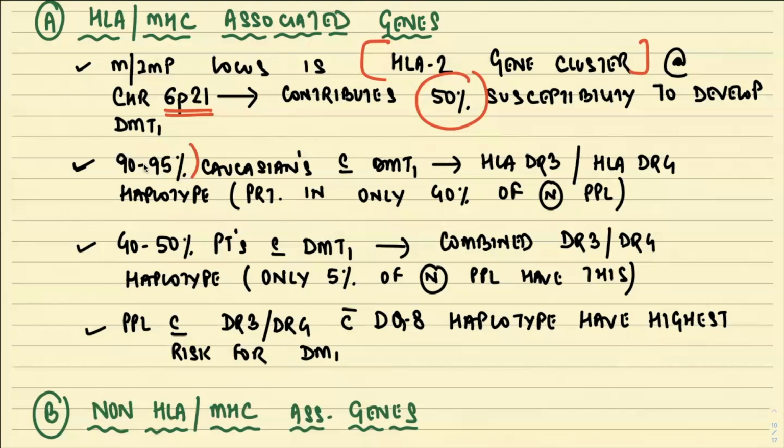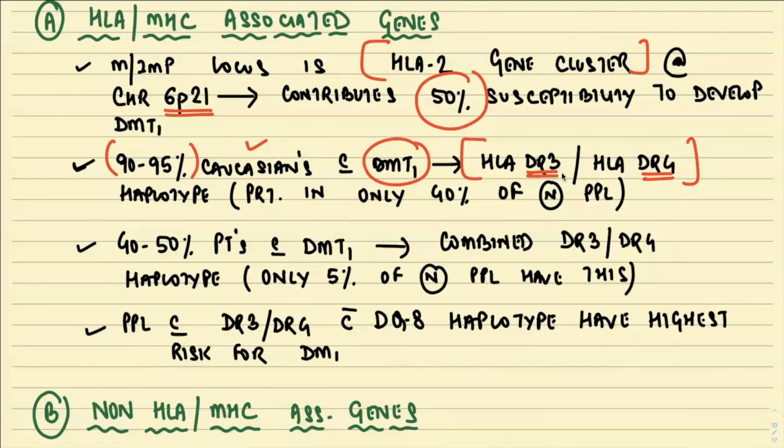So 90 to 95%. Now, how can we prove this? 90 to 95% of Caucasians. Who are Caucasians? The general white Americans, the Americans who are white. Okay, those are called Caucasians. So 90 to 95% of Caucasians with type 1 diabetes mellitus had an HLA-DR3 or HLA-DR4 haplotype.